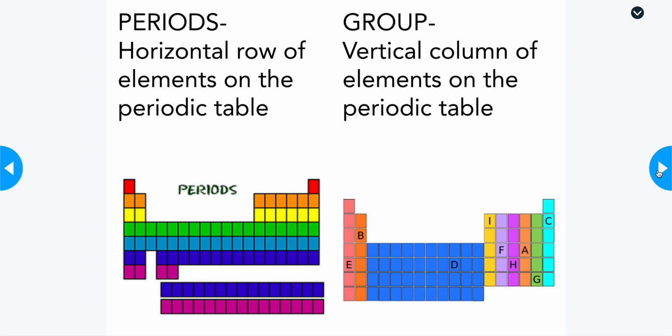Next, we place the atoms into horizontal rows called periods. So a period is the horizontal row of elements on the periodic table, and we also place them into vertical columns called groups. A group is the vertical column of elements on the periodic table. Now, how are you going to remember which one is a period and which one is a group? Well, in the English language, we read our sentences from left to right, and sentences end with a period. So when you are looking at the periodic table and you're moving from left to right, you are looking at a period, and then your vertical columns are going to be your groups.